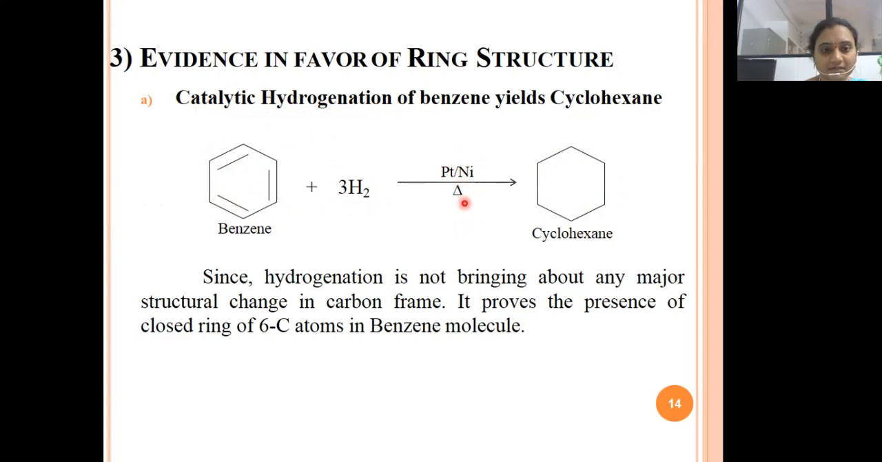Upon heating we get cyclohexane. Since hydrogenation is not bringing about any major structural change in the carbon frame, it proves the presence of a closed ring of 6 carbon atoms in the benzene molecule. It does not change any carbon frame. So it saturates the double bonds.